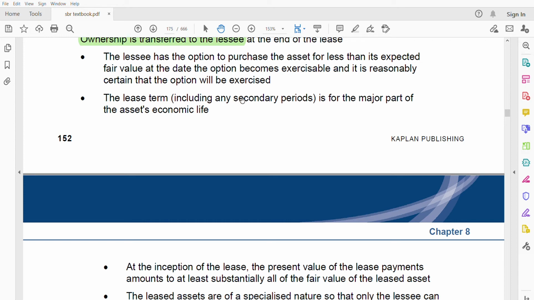And this lease term also includes any secondary period. What is a secondary period? For example, when you want to extend, that extension period is also counted.